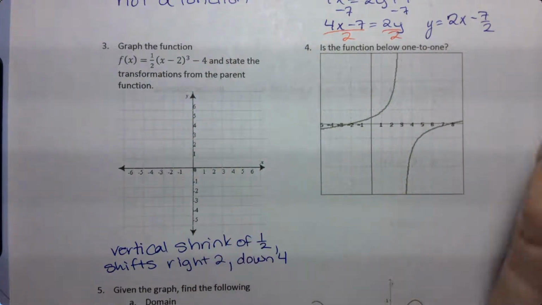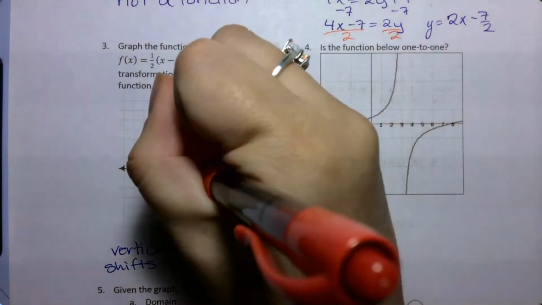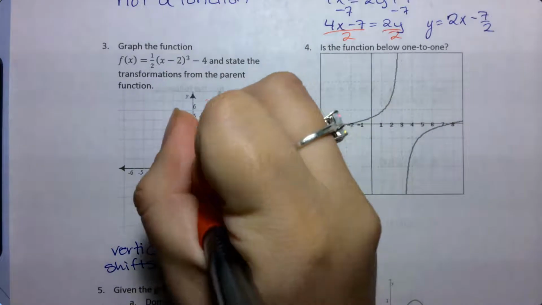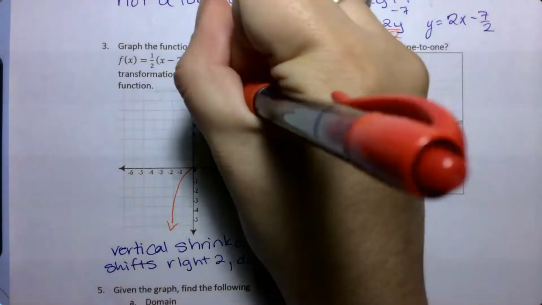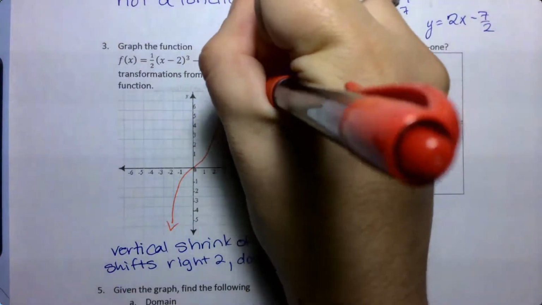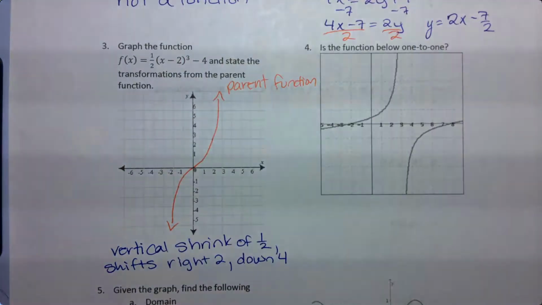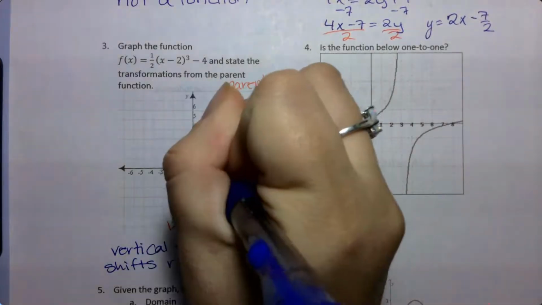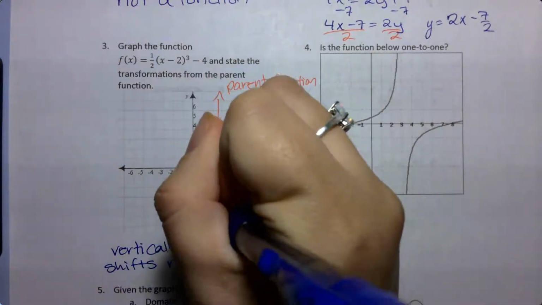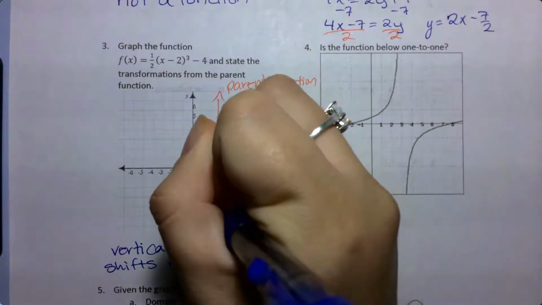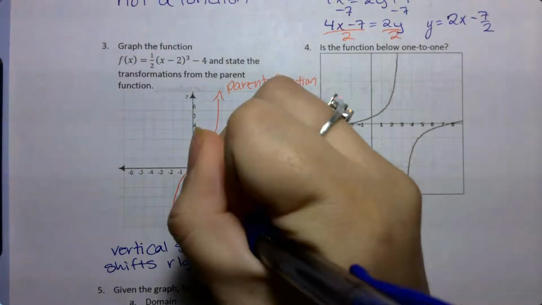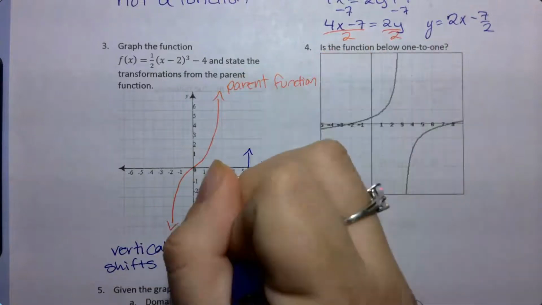Okay, so I am going to draw my parent function in red. Because this is cubic, this is what my parent function looks like. Then I want to go ahead and do my transformation. So I want to move right 2, down 4. 1, 2, 3, 4. And then it's going to become wider because of the 1/2.